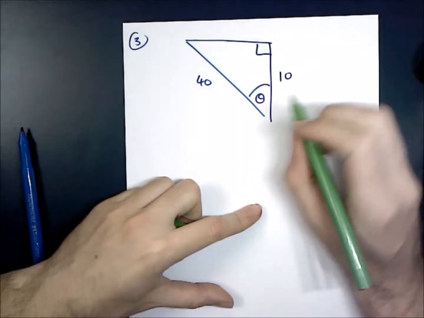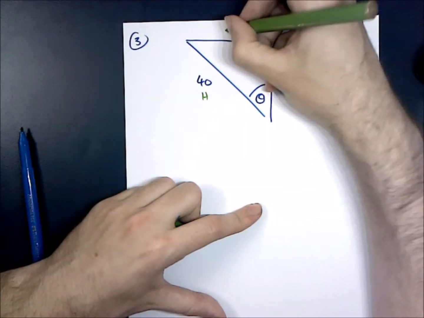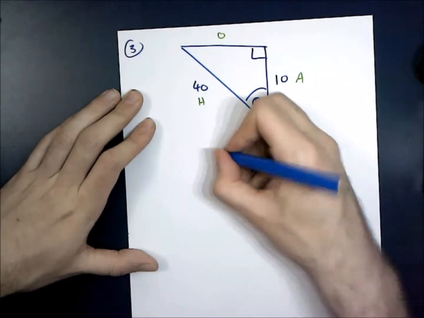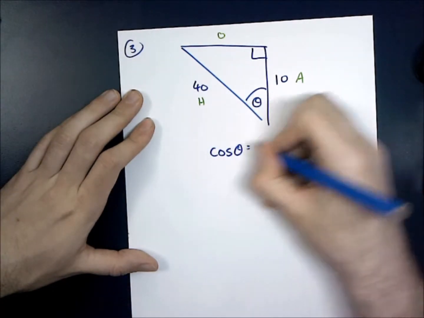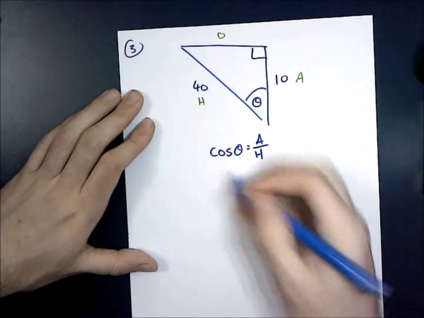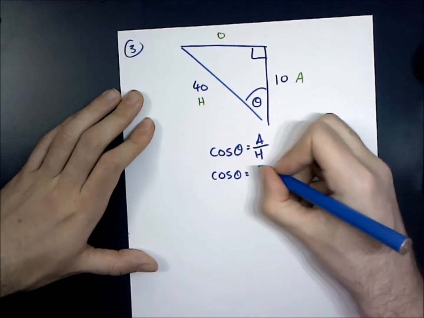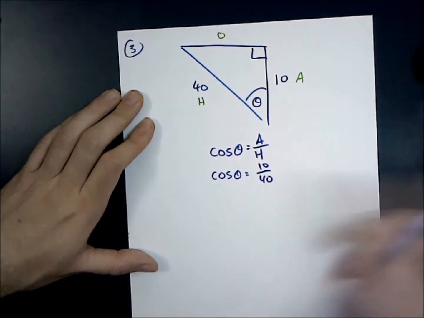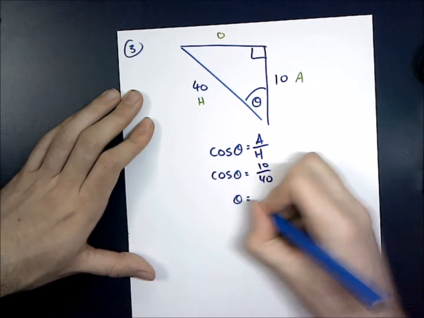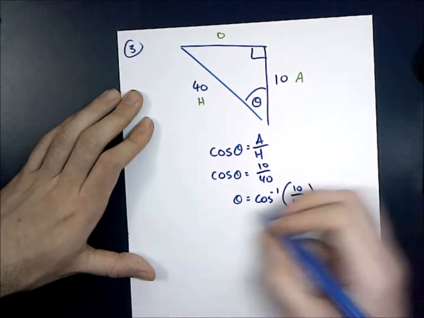So same thing, first thing I want to do is label all my sides. So I've got my hypotenuse, I have my adjacent, and I have my opposite. So the ratio I'm going to use this time around is the cos. So it's going to be cos theta equals adjacent over hypotenuse. Now my symbol for the angle is still a theta, so I'm just going to leave it as is. So it's cos theta, adjacent was 10, hypotenuse was 40, so 10 divided by 40. I need to separate my cos and my angle, so I'm going to do the inverse cos. So theta is going to be cos -1, 10 divided by 40.